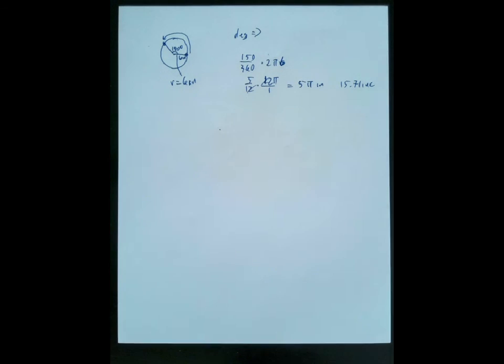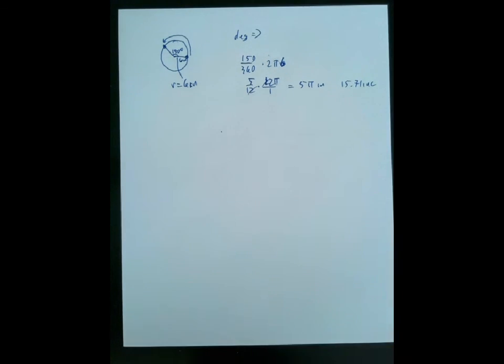Let me just check that I did that all correctly. 150 divided by 360 is 5 over 12, and then the 12s cancel out. Good. So that's an example there.